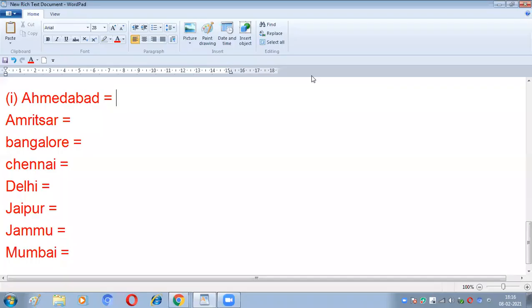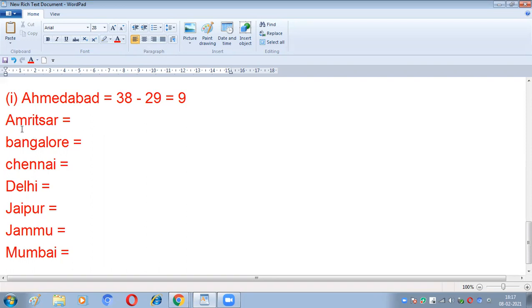So friends, now I have written all the city names. Now I'll find the difference. The maximum temperature of Ahmedabad is 38 degrees Celsius, minus the minimum, which is 29 degrees Celsius. So 38 minus 29 is 9 degrees Celsius. Now we'll proceed to Amritsar. And 9 degrees Celsius is the difference of maximum and minimum temperature for Ahmedabad.